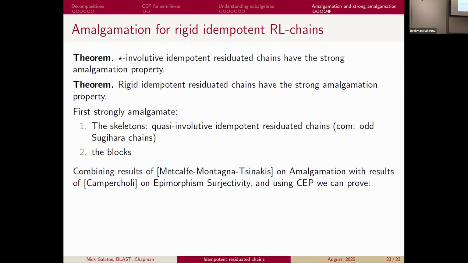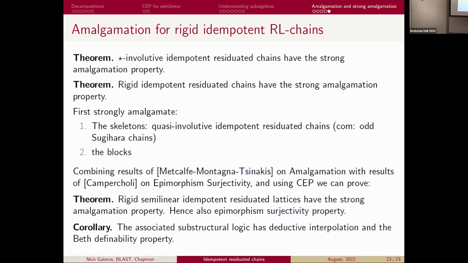And then using existing work in the literature, we can extend it, and also the converse extension property that I mentioned before. We can actually extend this to the strong amalgamation property for the whole variety that's generated by these idempotent rigidity chains that are rigid. And then this has consequences.